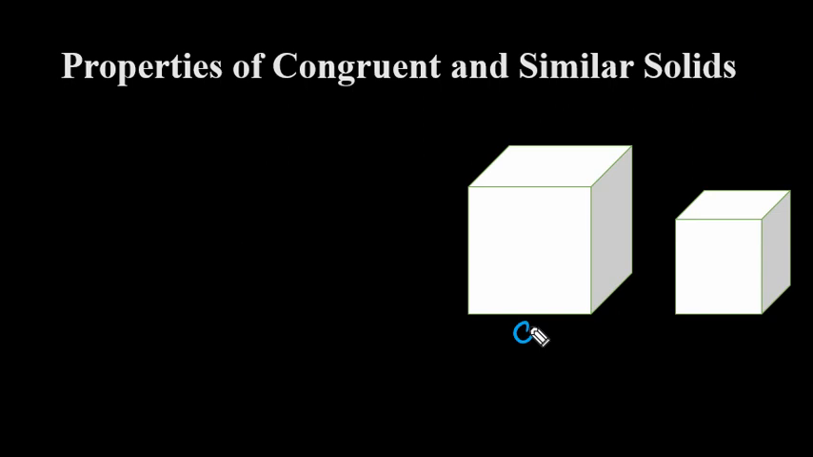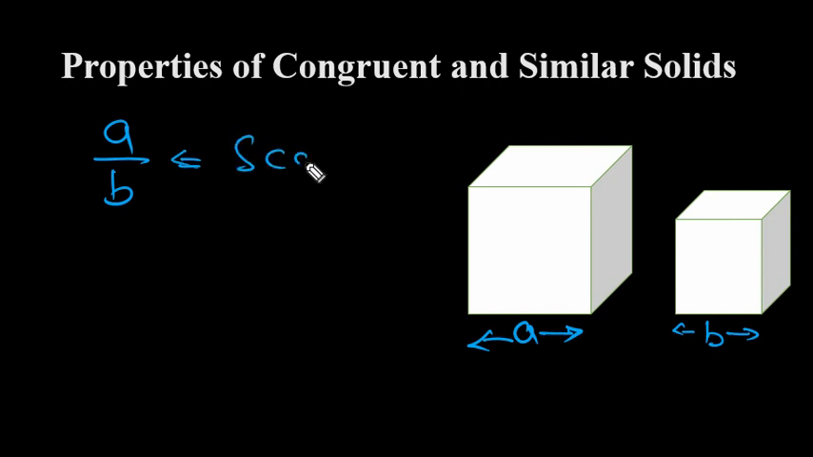Let's say the side of the large rectangular prism is A and this is B. If the ratio of the sides is A to B, then the scale factor will also be A to B, right? That we have studied in the previous class. Now the scale factor for the side is A to B.